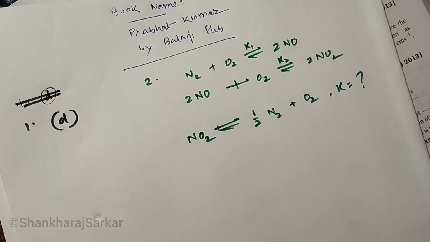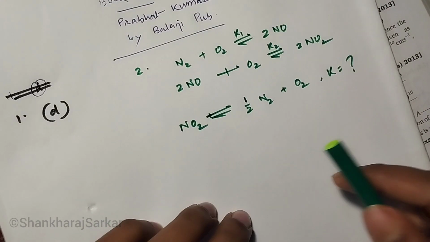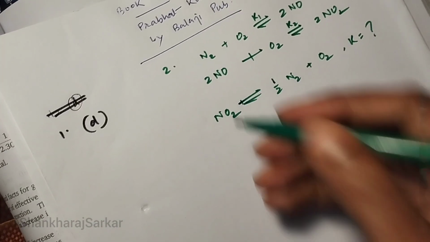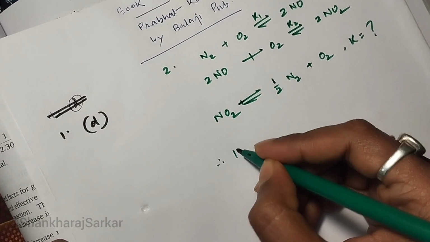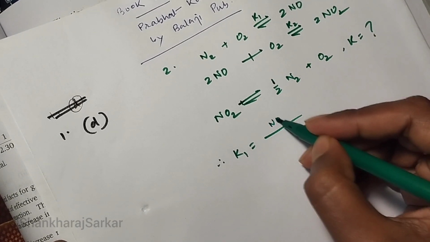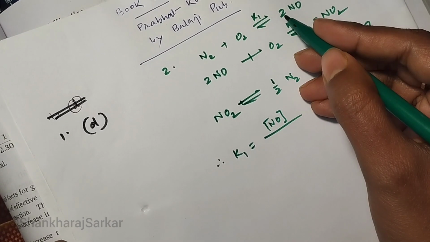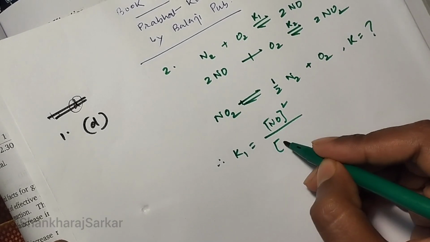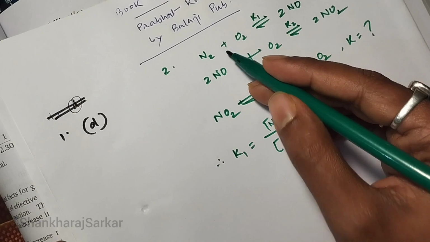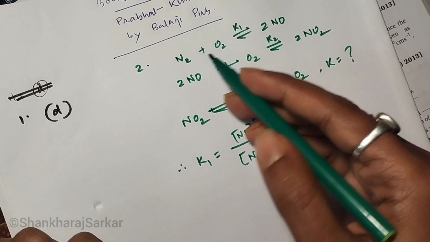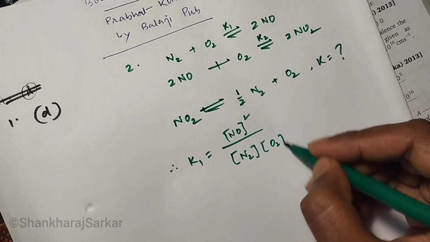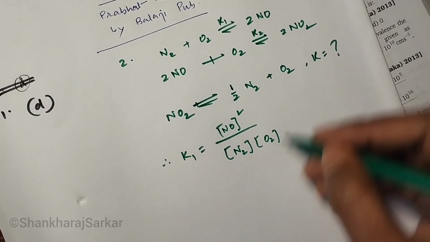So we are now going to use the first two equations to find the value of K for this equation. For K1, K1 will be the concentration of products to the power of their coefficients divided by the concentration of reactants to the power of their coefficients, into O2 again. The coefficient of O2 is 1, so no need to write anything.